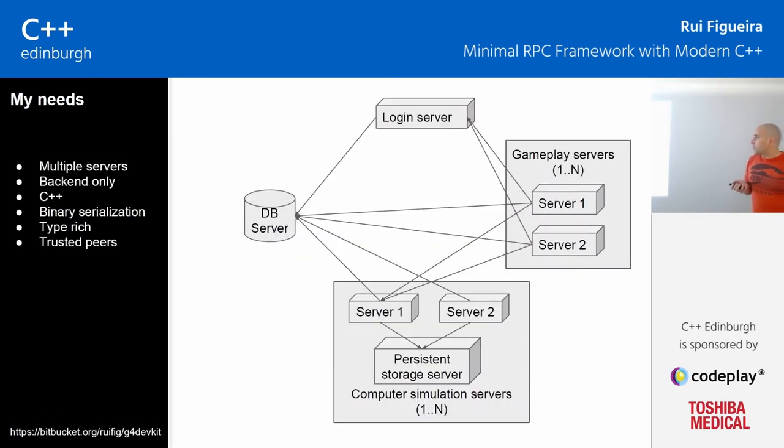The objective was, I'm working on a game which, like I mentioned here, has multiple servers. The RPC framework is used only internally for the backend, so communication between servers is not between the game client and the server, so it doesn't need to be extra secure or anything. Only C++, binary, I don't need anything else, I don't need JSON. And type rich. What I mean by type rich is it's not limited to arithmetic types or vectors or strings, so you can make it any type you want. You can use it for the framework as long as you put in a bit of effort. And trusted peers, so just for the backend.